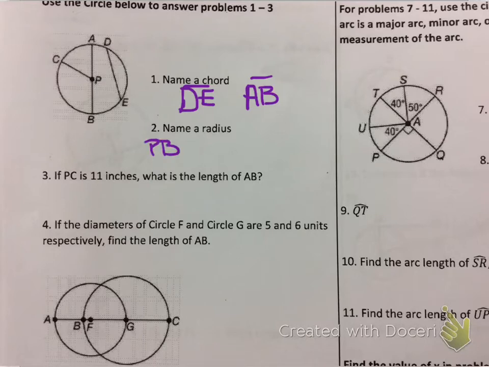Okay, and then name a radius. PB, PA, or PC. Again, I prefer that the center be the first point, but if you switch the lettering around, I won't take off points for that. So keep that in mind. There you go. So those are your radii, or your radius.